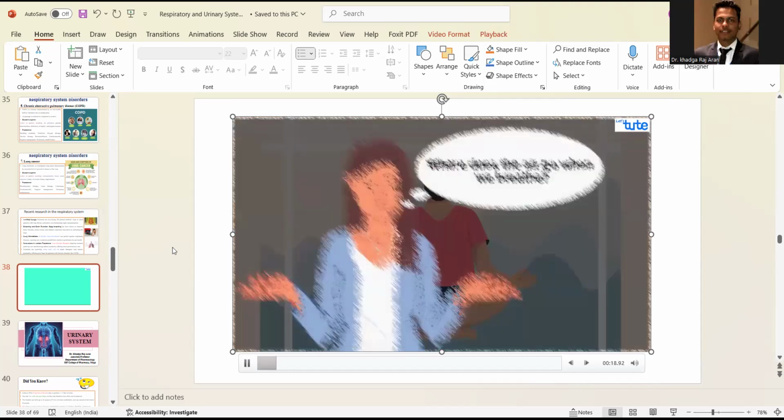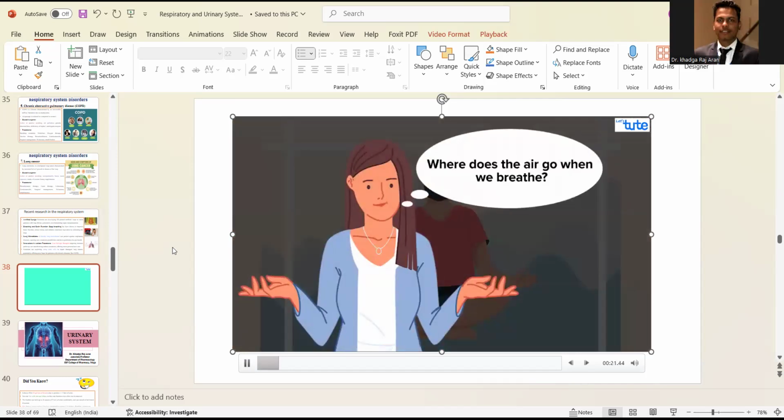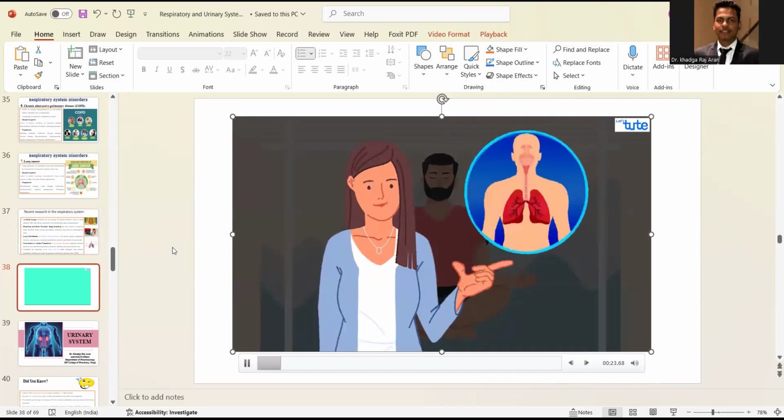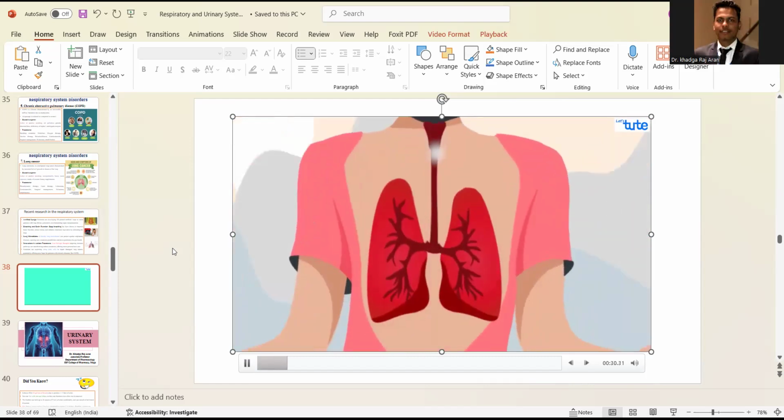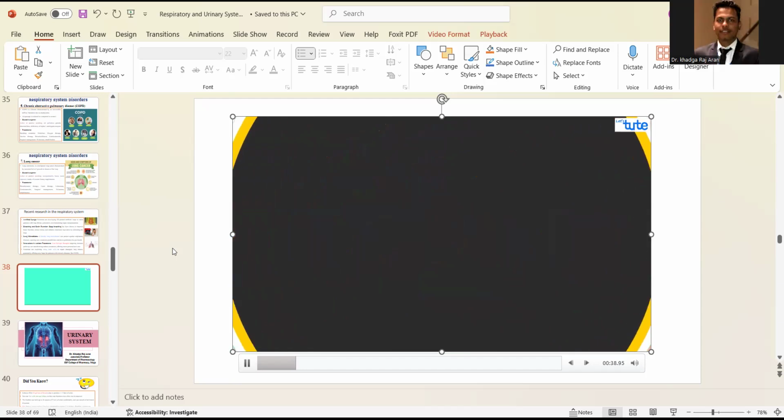But tell me, where does the air actually go when we breathe? You might say it goes to our lungs. Well, yes, that is correct. The air passes through the respiratory tract and then enters the lungs. So let's explore the features and the parts of the human respiratory system.